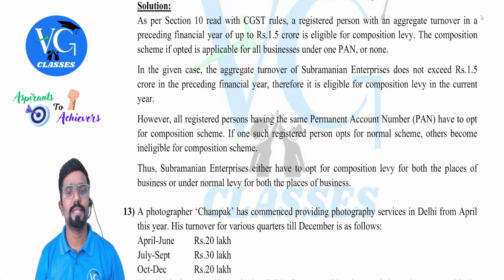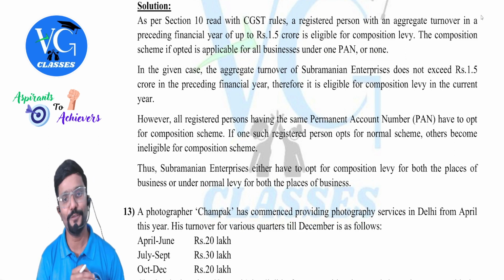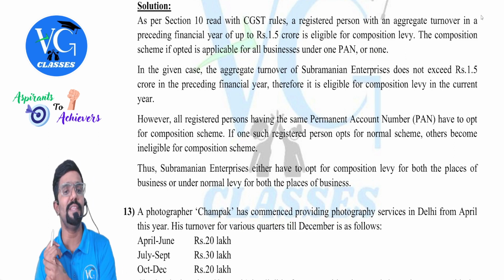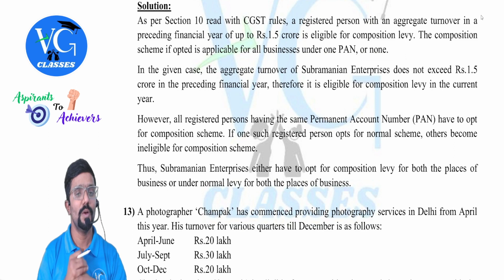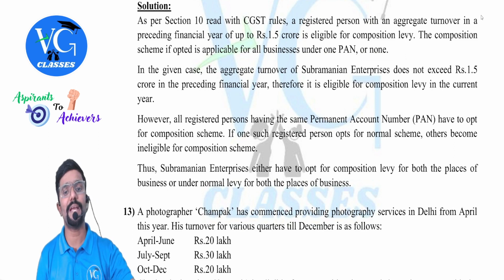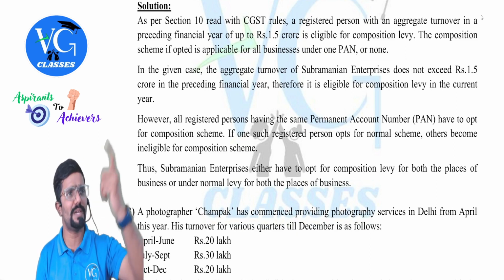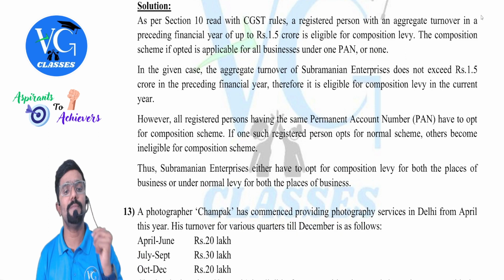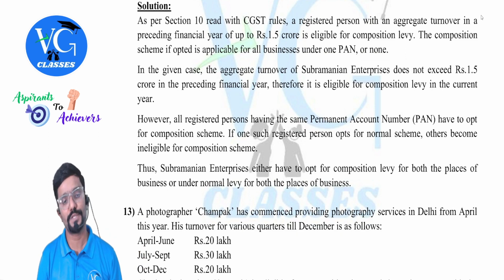In the given case, the aggregate turnover of Subramanian Enterprise does not exceed 1.5 crore in the preceding financial year. Therefore, it is eligible for composition levy in the current year. However, all the registered persons having the same PAN have to opt for composition scheme. If one such registered person opts for normal scheme, that is under section 9, others become ineligible for composition scheme.